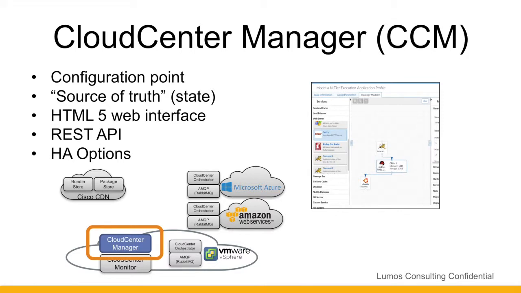So just a quick recap of the components. We have the Cisco CloudCenter Manager. That's the configuration point, the source of truth, the state of the CloudCenter installation. There's an HTML5 web interface as well as a REST API. You can do HA for CloudCenter Manager, or you can treat it like a pet and do backups of the VM. And there's also other expandability options.